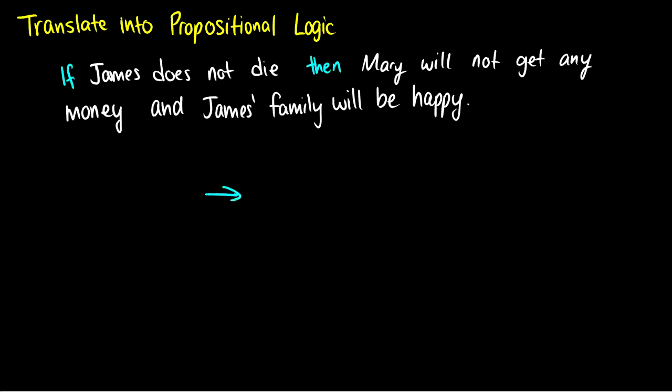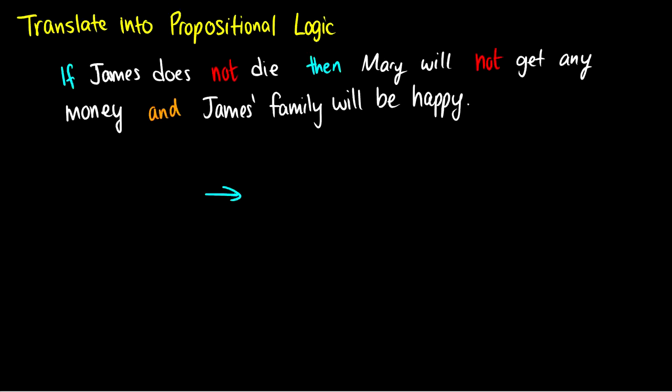which means at some point we're going to need an arrow. If James does not die, oh, I see a not in here, so let me put that in red. Then Mary will not get any money. I see another not there. That is another connective. And, oh, there's an and, so let's do and in orange. James' family will be happy.